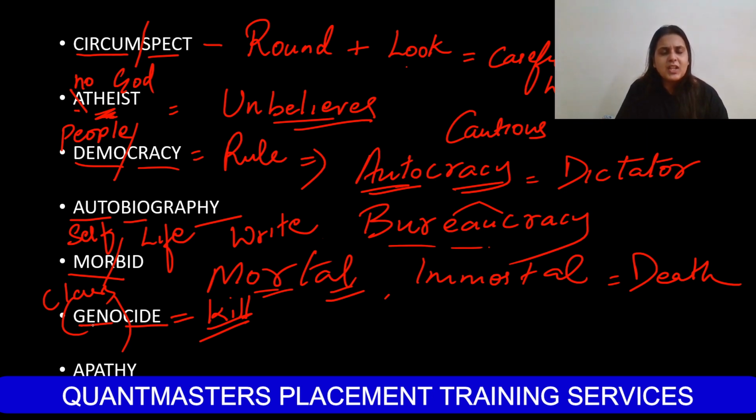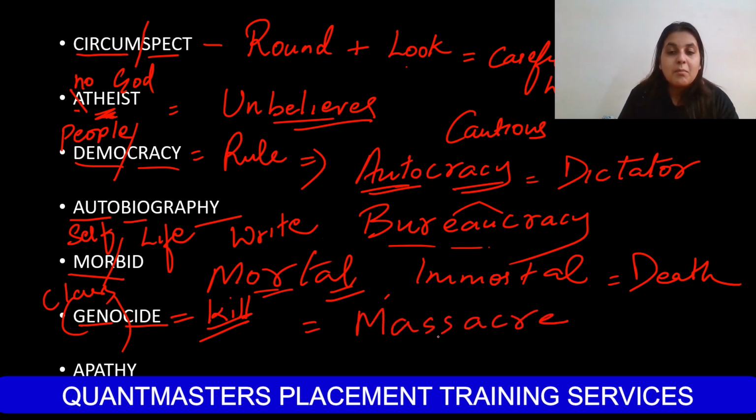Come on, let's put them together. Genocide. What did Hitler do? Which was one of the saddest events in history. Genocide. So genocide becomes mass killing or massacre. Mass killing. Killing an entire class, killing an entire race of people.